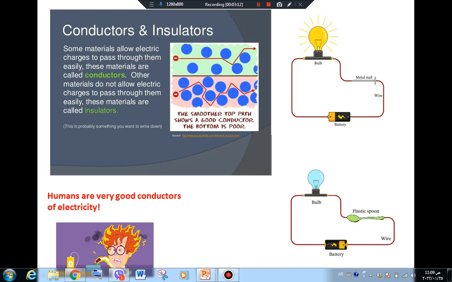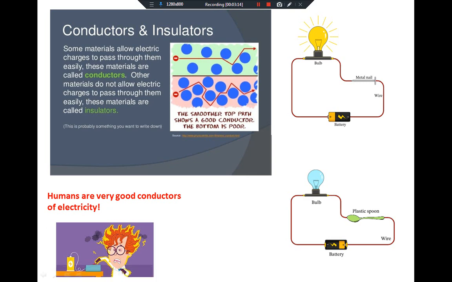As you can see in the examples on your right hand, we have a metal nail over here connected to the wire and then to the battery and then to the bulb. The bulb lit up, it's working. But if you see the second one below, you can see that a plastic spoon is used instead of the nail, which indicates that we have an insulator. How do you know that? Because the bulb is not lighting up, it is not working.